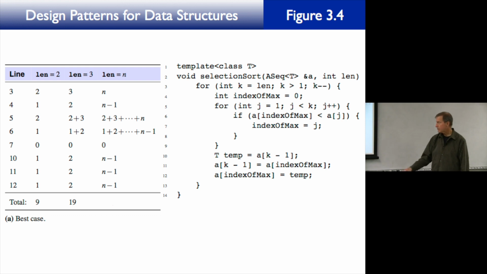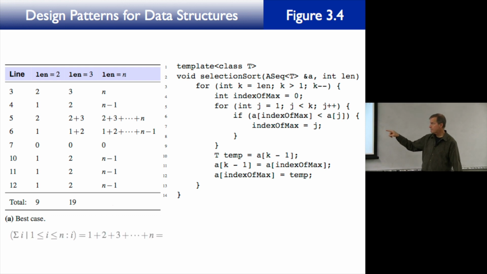Now, do you remember how to compute those summations? What's the sum on i, 1 less than or equal to i, less than or equal to n, of i? In other words, what is 1 plus 2 plus 3 plus dot dot dot plus n? That's the one we have to remember. Remember that? It's n times n plus 1 over 2. This you need to know.